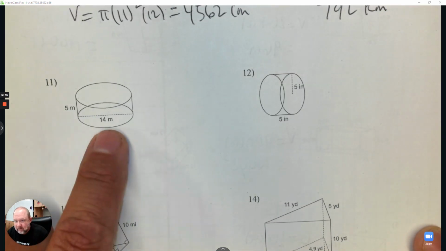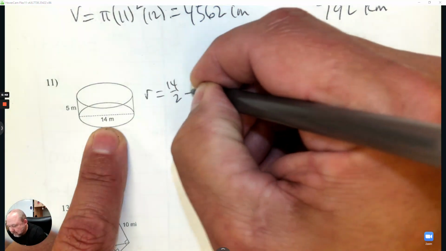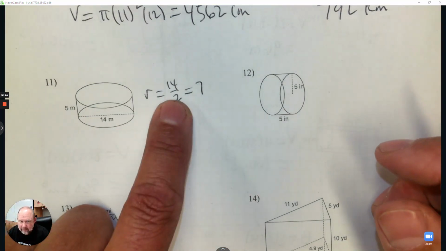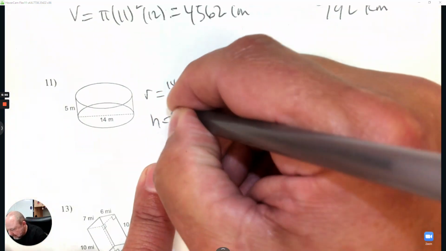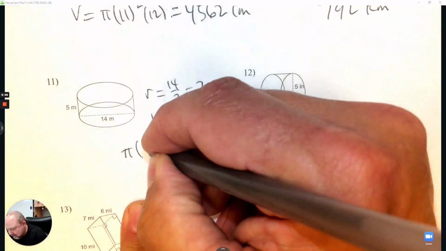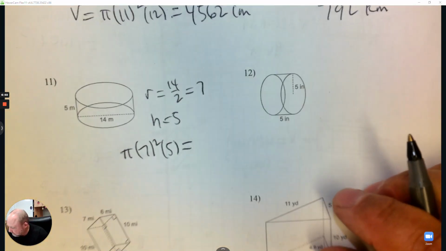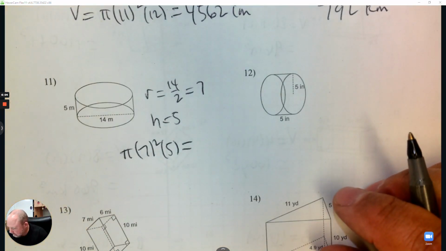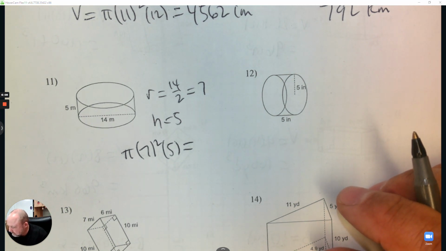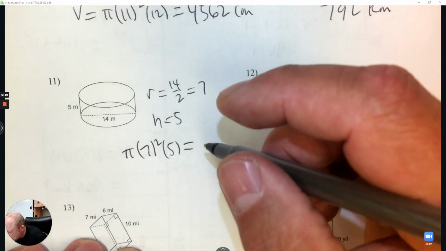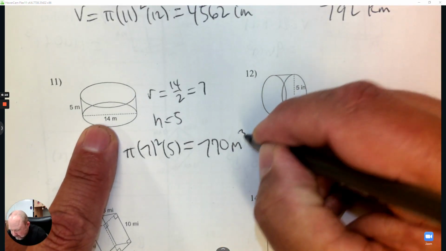Number 11, 14 goes all the way across. So the radius goes halfway there. So I take that number and divide it by 2 for the radius. The height, the distance between the circles, is 5. And then the formula is pi r squared times 5. And that rounds to 770. And that's meters cubed.